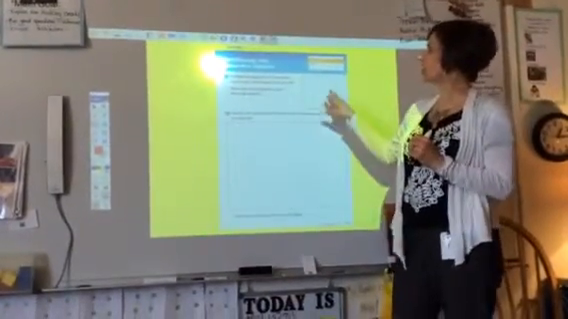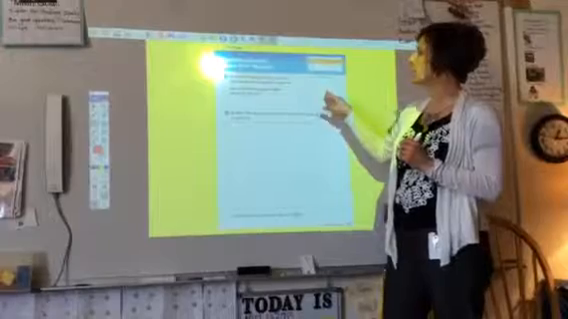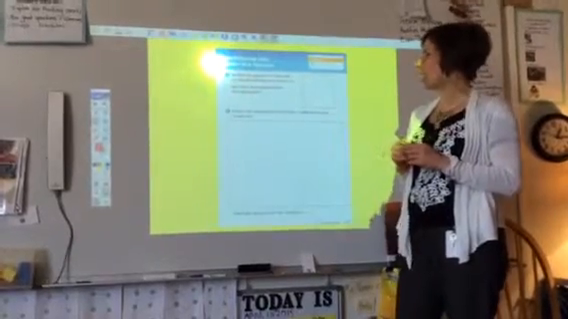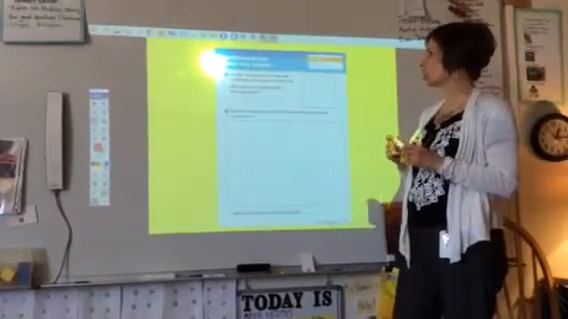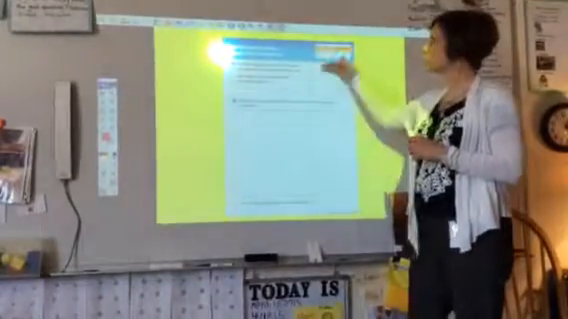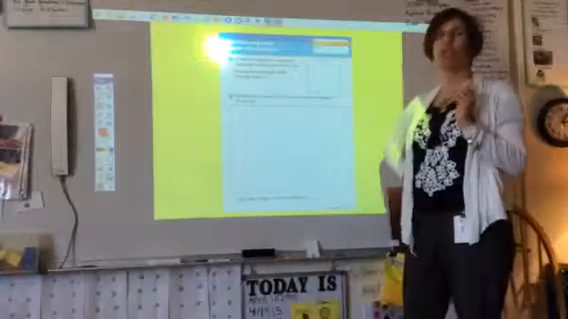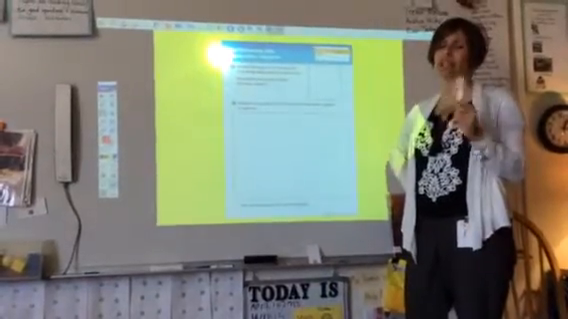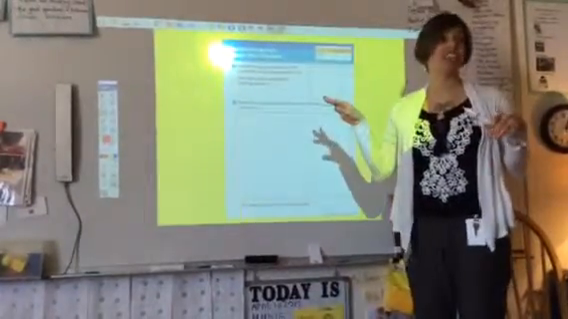It says partition this square into 2 rows with 2 of the same size squares in each row. How many small squares cover the large square? So you're going to have 2 rows with the same size square in each row. Okay, be thinking about how you would do that. We're going to come back together at the end of this session today. We're going to share this and see if you've got it.